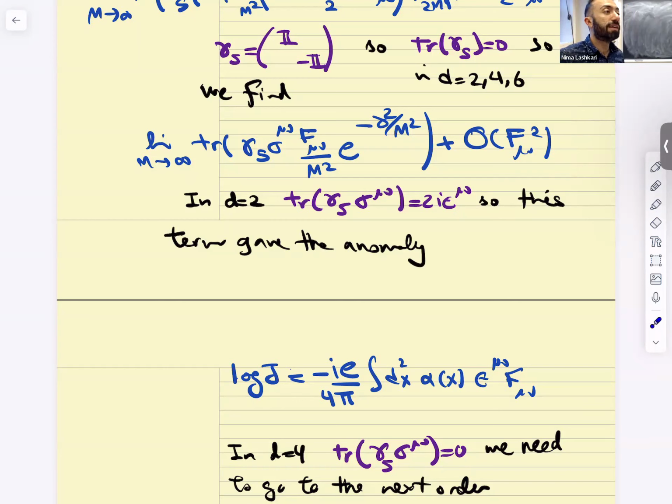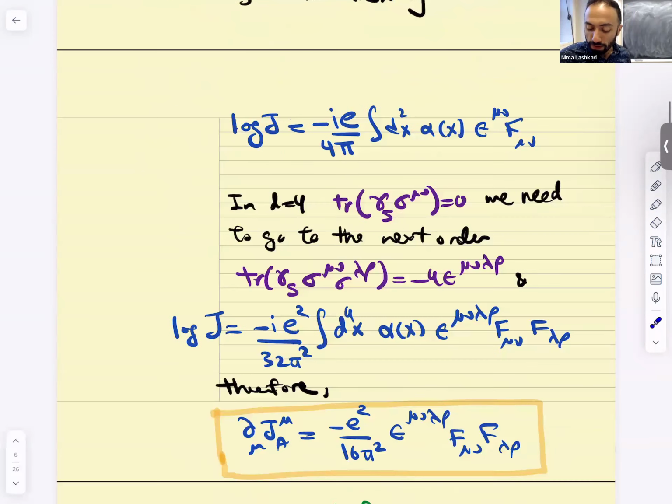Dimension counting, right? To the next order, we'll have to go to the next order. We're dealing with the trace of gamma 5 sigma mu nu sigma lambda rho, because of the second order in F, and every F comes with a sigma. The Dirac algebra tells you that the result is minus 4 epsilon mu nu rho lambda. It's a totally antisymmetric tensor, and this is the result of the anomaly. It's an integral over F mu nu squared, contracted this way.